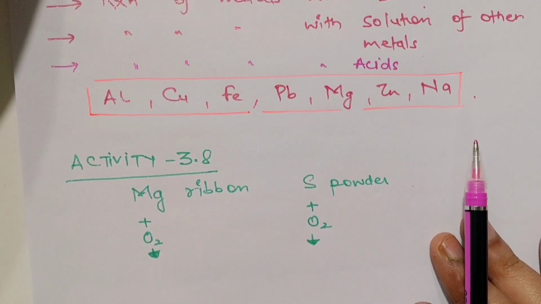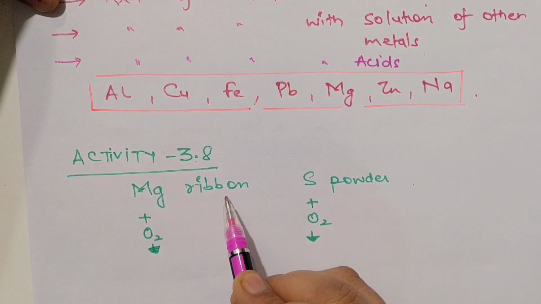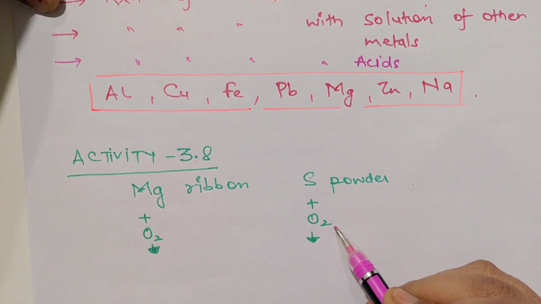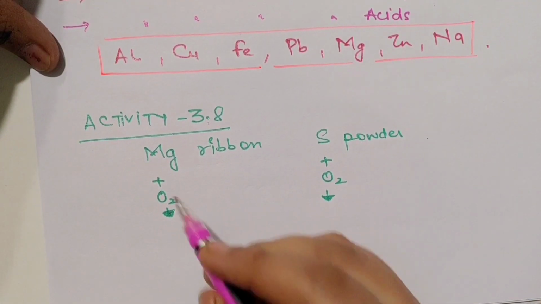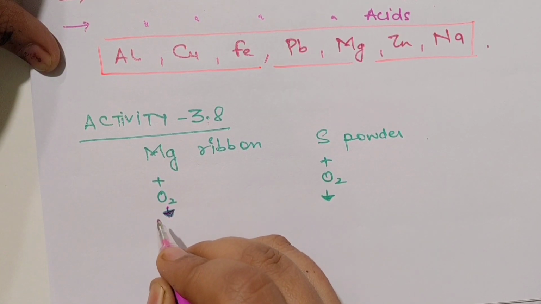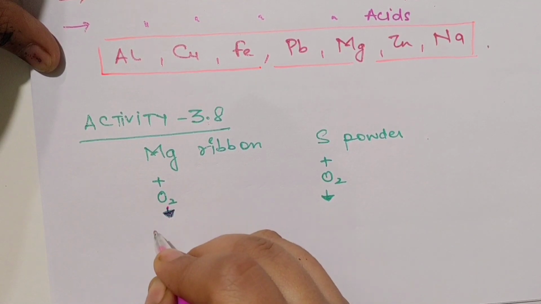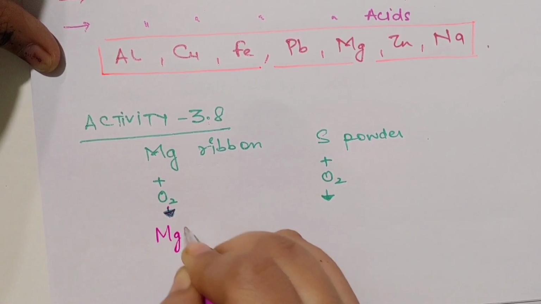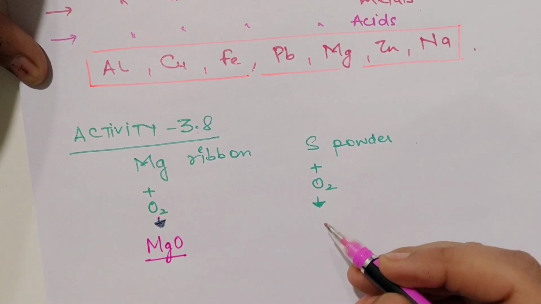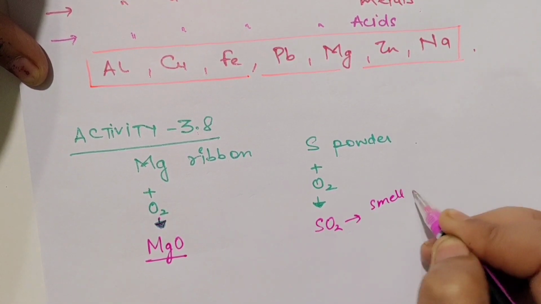But before we get to that, let's talk about activity 3.8. Here, magnesium ribbon is burnt in oxygen or in air, and sulfur powder is burnt in air. So magnesium ribbon, when burnt in air, the product you already know. It's, I think, the first or second activity in the first chapter. When magnesium is burnt with air, we get a white powder, magnesium oxide. Here we get a gas which gives the smell of burning sulfur.